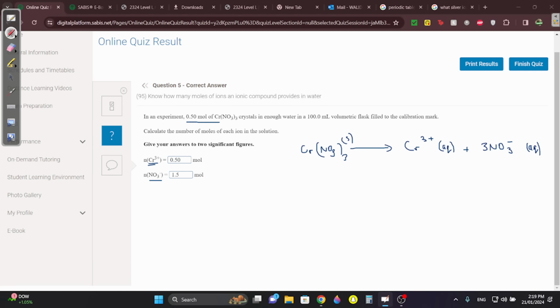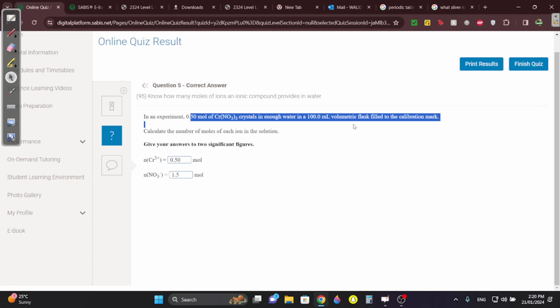They're saying we had 0.5 moles of Cr(NO3)3. How do we find the moles of Cr3+ and NO3-? We have to do the ratio, RR and GR. Here, we have 1 mole of Cr(NO3)3, here 1 mole of Cr3+, and here 3 moles of NO3-. What's the given? Our given is 0.5 moles of Cr(NO3)3. We need to find the Cr3+, put it as X. Since they're both 1, obviously X is 0.5. For 3 NO3-, put it as X. Cross multiply: 3 times 0.5 equals 1X. You get 1.5 moles. That's how you find the moles given the original moles. You have to write down the reaction.